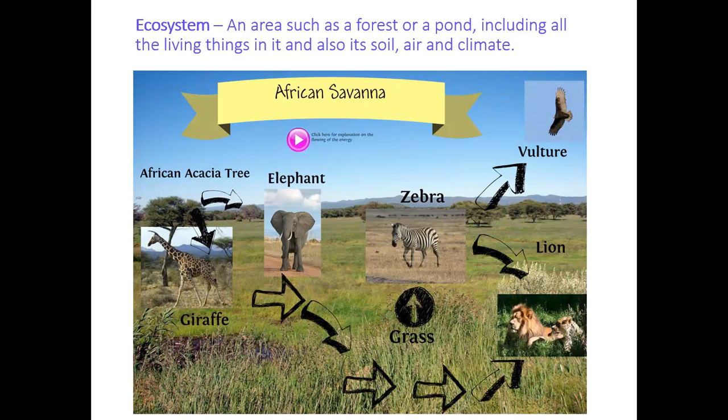and plants. Okay, this is an ecosystem, so it's a bigger area than the woods, definitely a lot larger than the habitat. It could be a forest or a pond, including all the living things in it, and also the soil, the air, and the climate. This is an African savanna. You can see different animals and an African acacia tree in the picture.